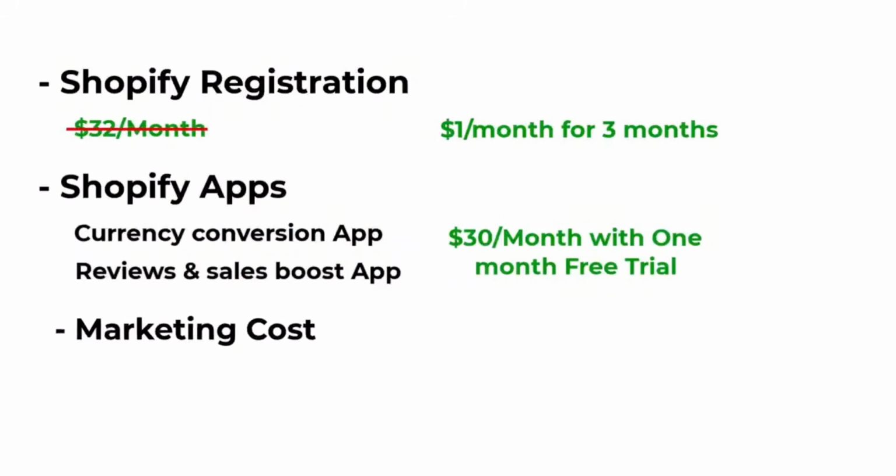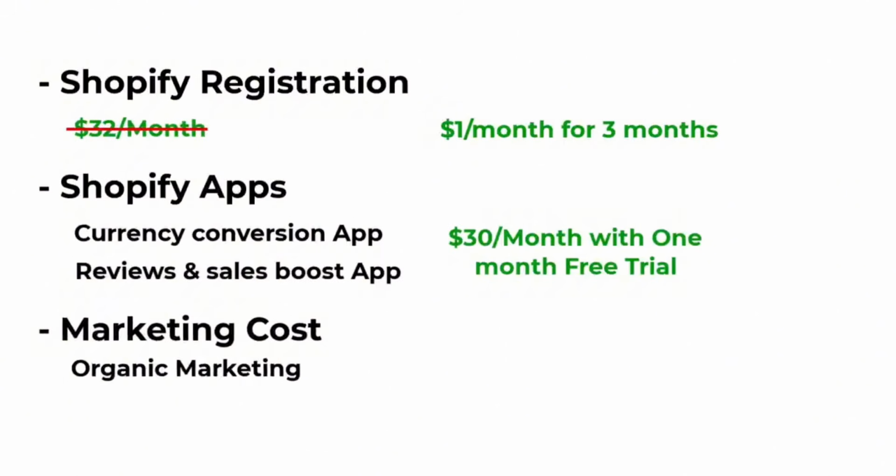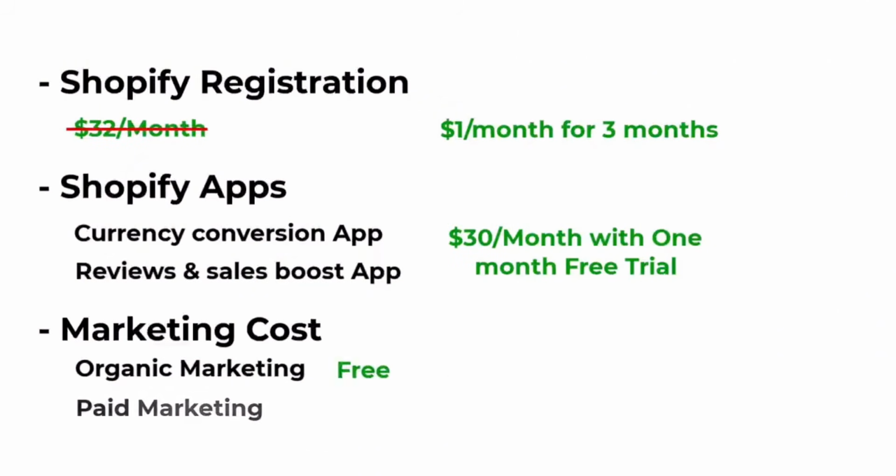The final cost is marketing cost. There are 2 steps to do this. We'll start with organic marketing, and then gradually move to paid marketing. The first one is free, and paid marketing costs around $100 to start with, and you can scale it gradually to achieve more sales. We will cover both methods in this tutorial.